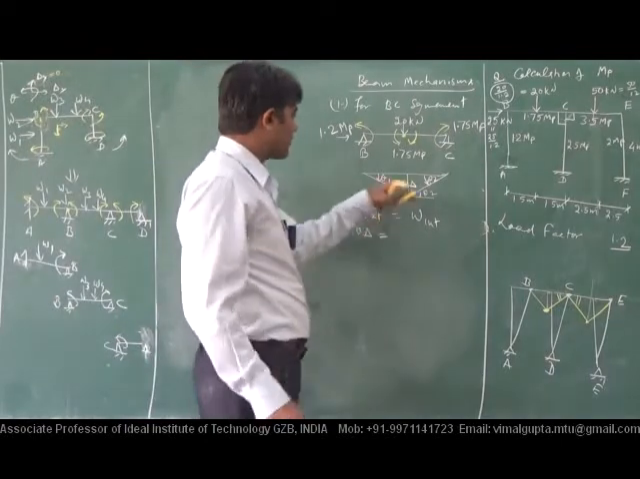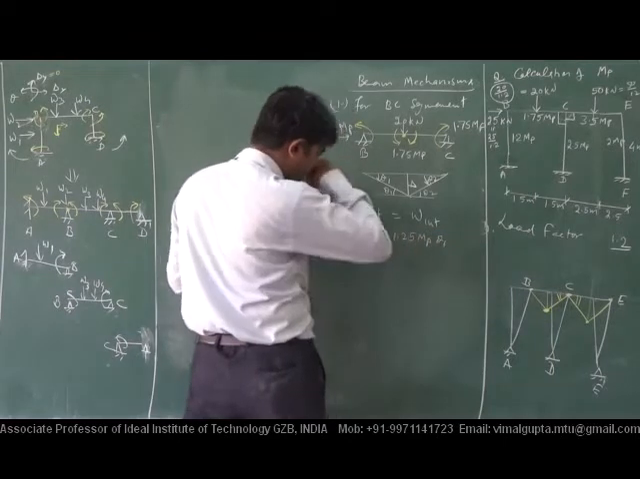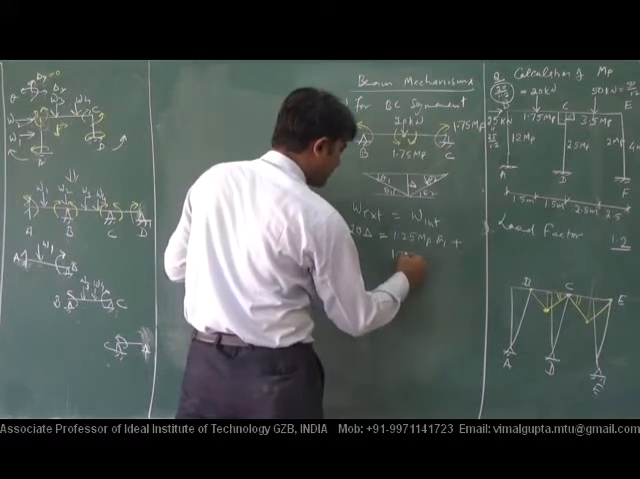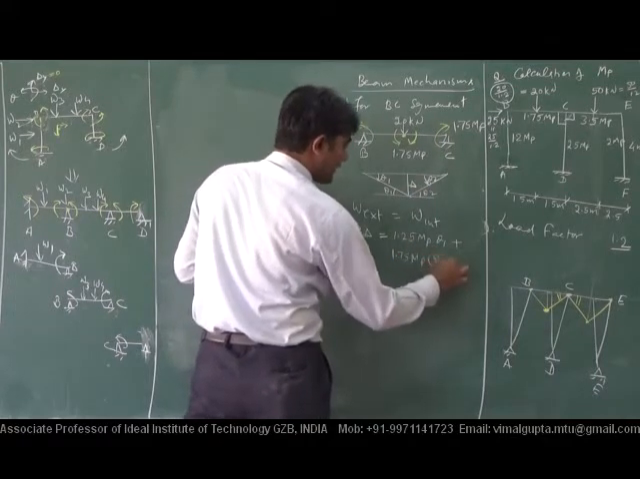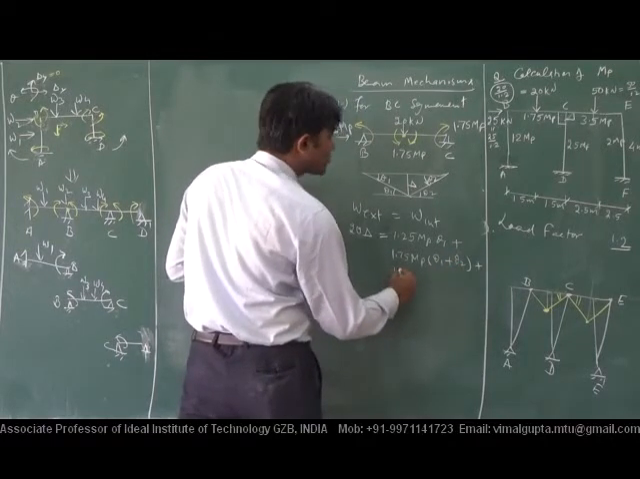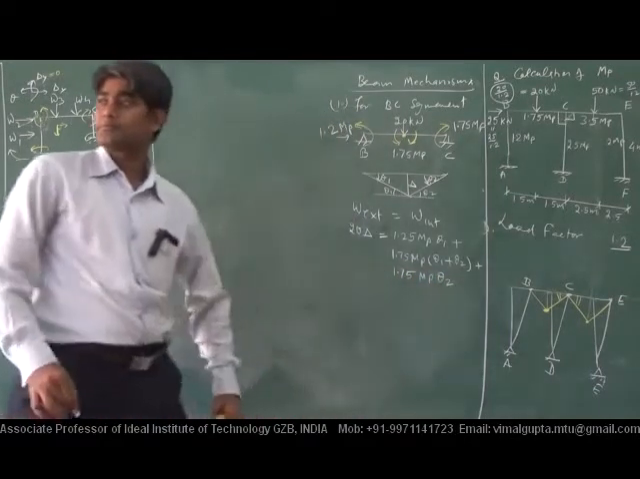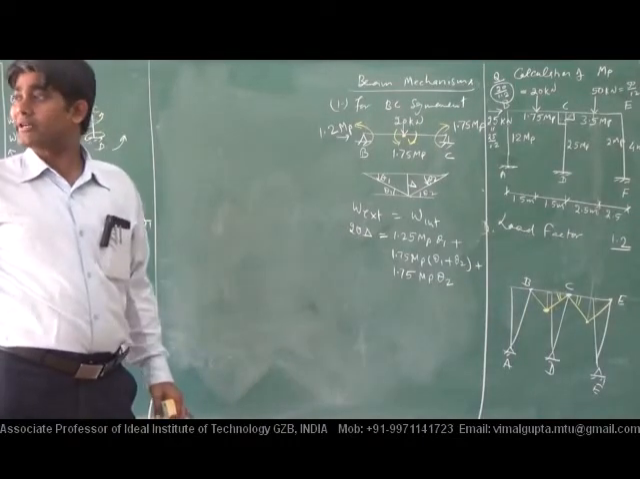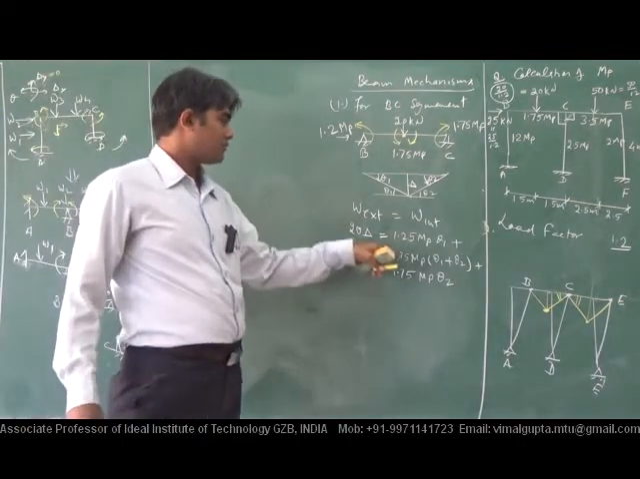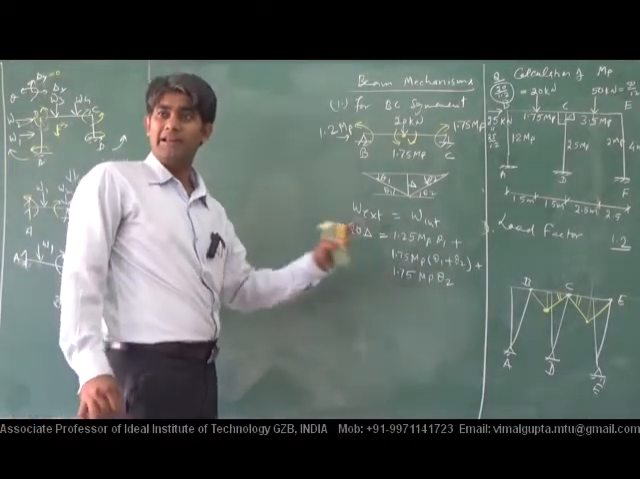So 20 into delta equals 1.25 MP into theta 1 plus here 1.75 MP into theta 1 plus theta 2 plus 1.75 MP into theta 2. Is it correct? So the value of delta, theta 1, theta 2 can be eliminated. Elimination is a very simple type of work.